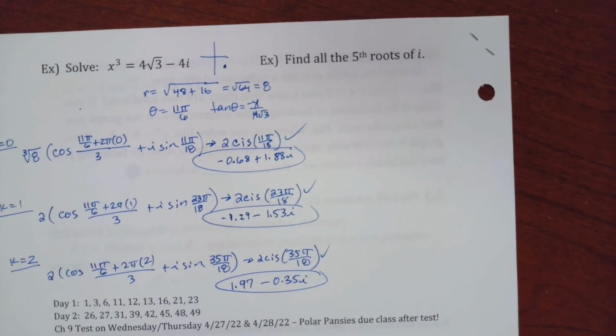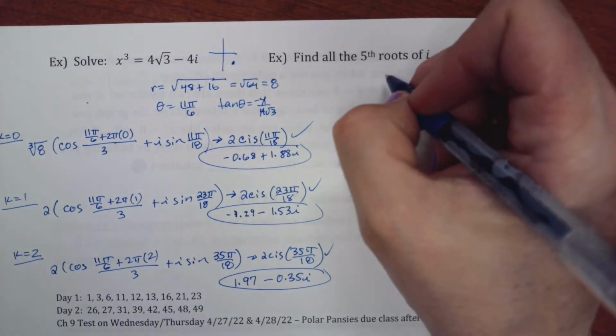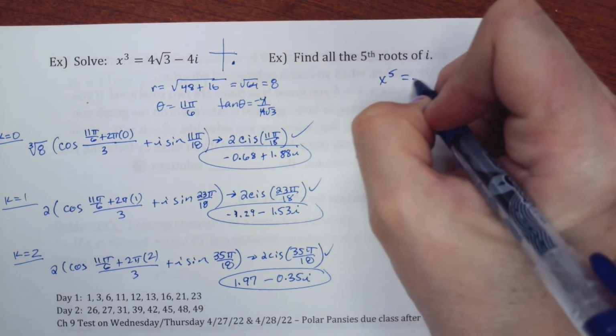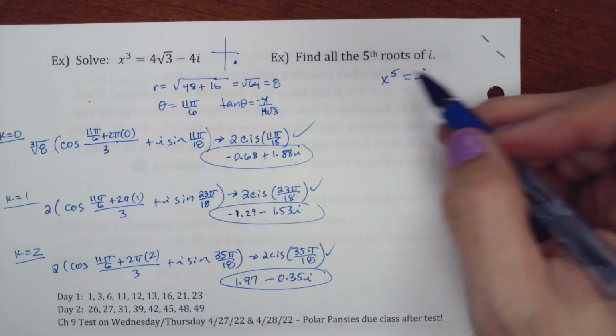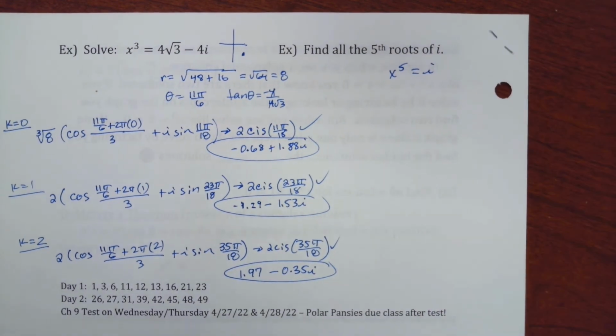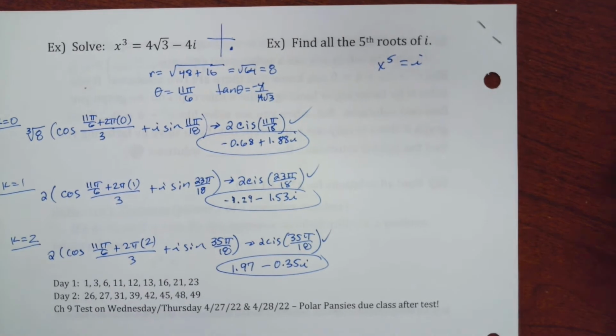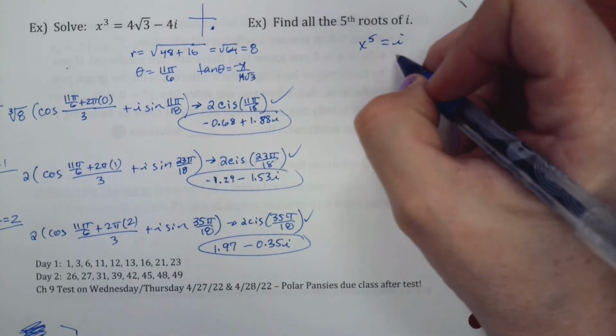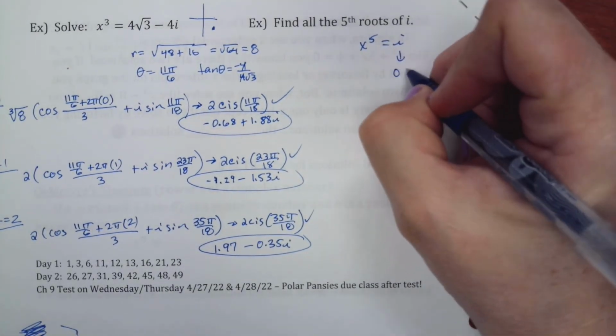But I want all the 5th roots of i. So basically it's like this: x to the 5th equals i. That's what I've kind of been told. This is another way to write it. So if x to the 5th equals i, then this is kind of annoying. I have 5 answers to do, but let's see, i is another way of writing 0 plus i.